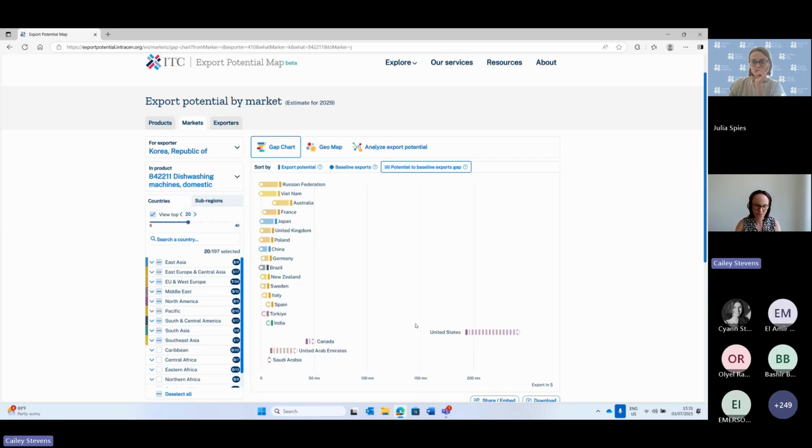All right, so just to talk about how to tap into these opportunities. Let's say that you want to tap into opportunities in Australia for dishwashers. The Republic of Korea has $13 million in unrealized potential for dishwashers in the Australian market. That means that by 2029, we expect that the Republic of Korea can export $13 million more worth of dishwashers than they are currently exporting to Australia.